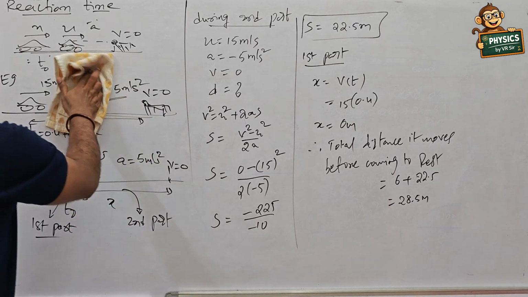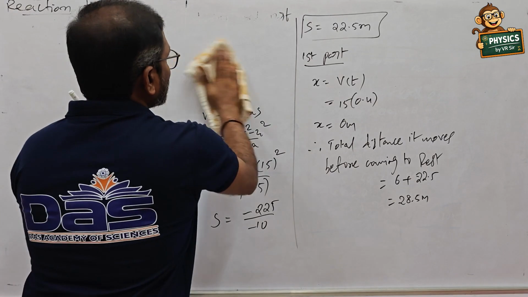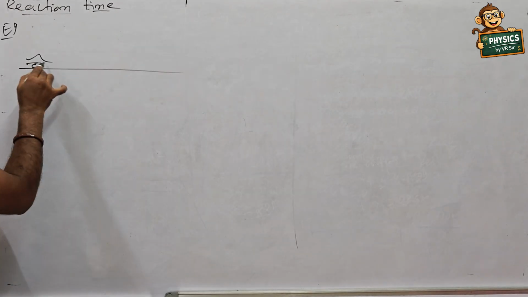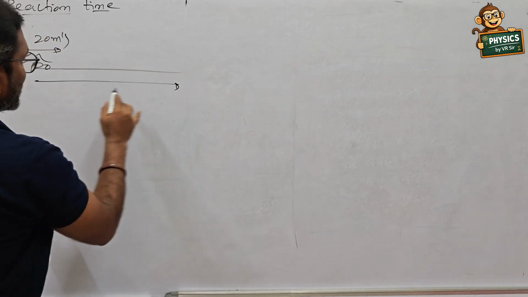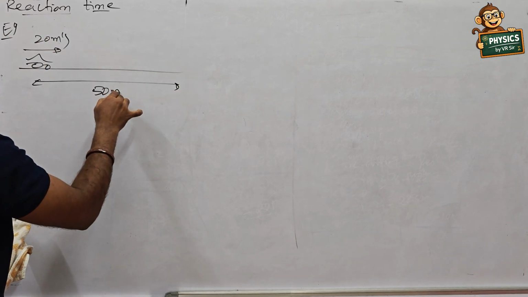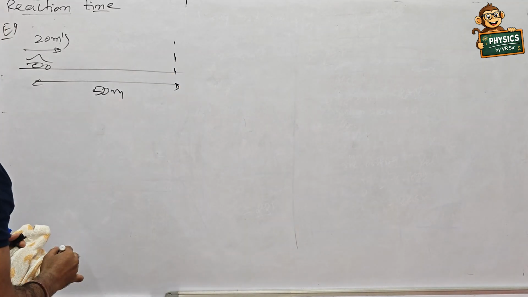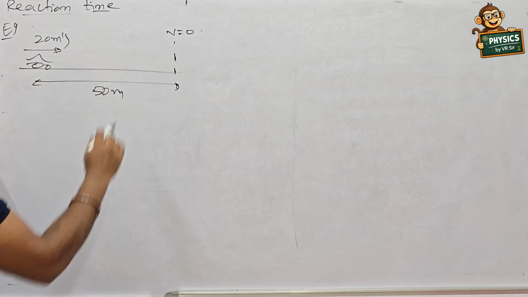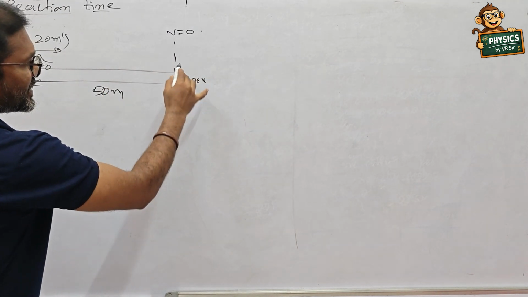Next example in the reaction time model only. This time the information is given. Suppose the vehicle is moving with 20 meters per second. It observes some danger at a distance of 50 meters and it has to stop here. So the velocity is equivalent to 0. It has to stop. Now there is some danger here.